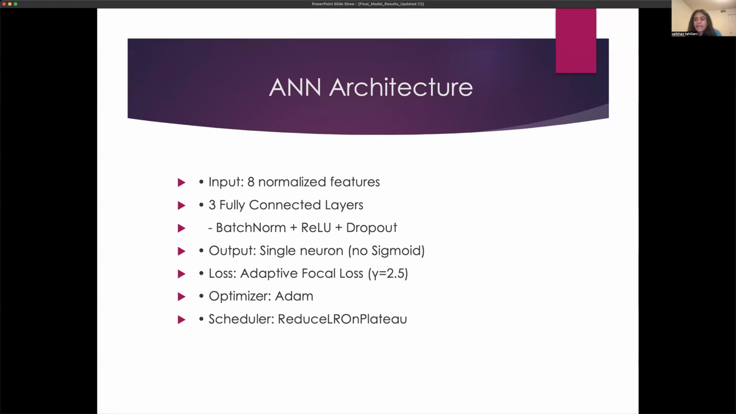And our final layer is a single linear neuron without a sigmoid function because we incorporated a custom loss function. Specifically, we used adaptive focal loss with a gamma value of 2.5, and this loss function shifts focus towards harder to classify diabetic cases, which helps improve recall and model robustness.